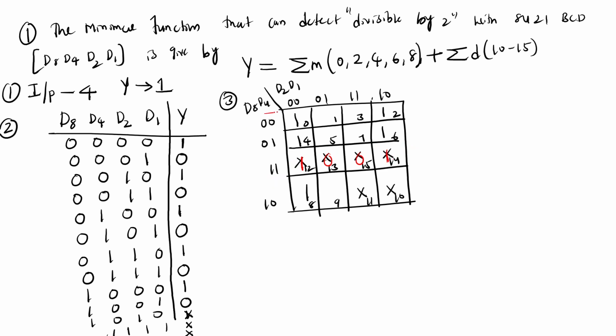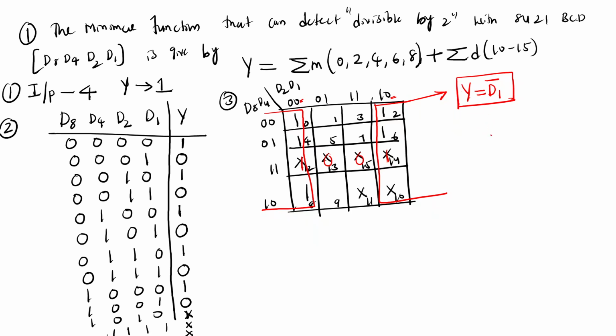So if I consider this don't care as 1, this one corner grouping is allowed. This one makes one octet, no? An octet is nothing but grouping of 8 ones. An octet will eliminate 3 variables. So if you take the common term, 0 is common here and 0 is common here. So I can write Y equal to D1 bar. So I got the logic expression.